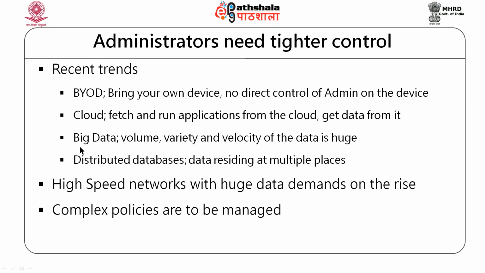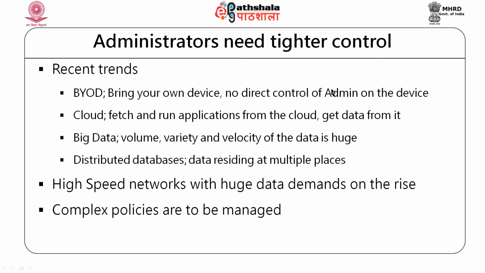The other thing which is happening is called big data. A lot of data is coming in with variety and velocity, the speed with which the data is coming. For example, social networking data is coming in. Now, you will have to manage the huge volume of data here. There are distributed databases where the data is stored at multiple places and they coordinate together to solve a problem.